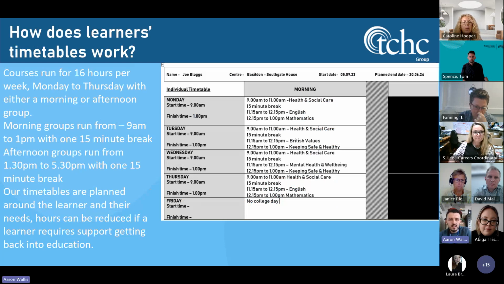A typical timetable for us, so we try to keep it short days, but still meeting the full-time hours as being in education. So young people are typically enrolled onto a 16-hour-a-week programme between Monday and Thursday. So they have no college on Friday, and they do either a morning session, which would run from 9 in the morning till 1 in the afternoon, or an afternoon session, which would be 1:30 till 5:30. So it gives them short hours in college, not overloading them with full days, and it suits maybe young people that have not done education for a little while or have been on part-time timetables in school.